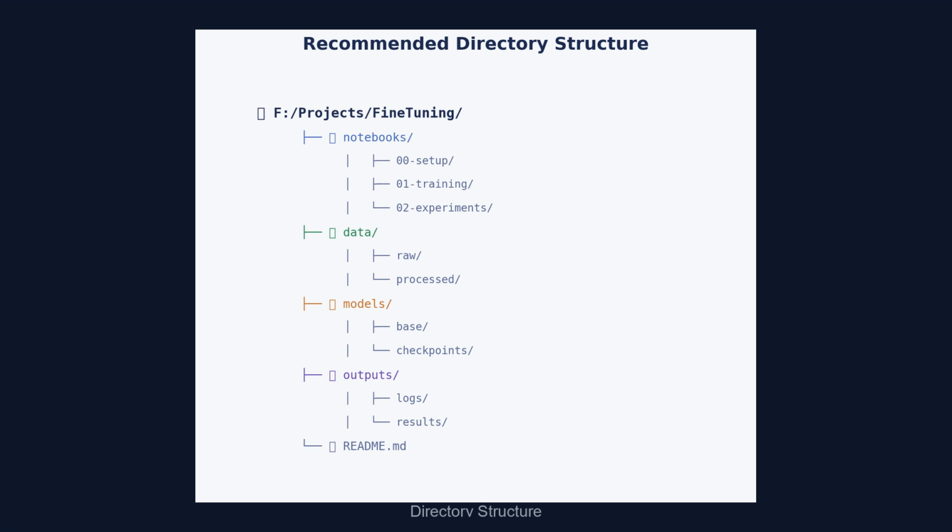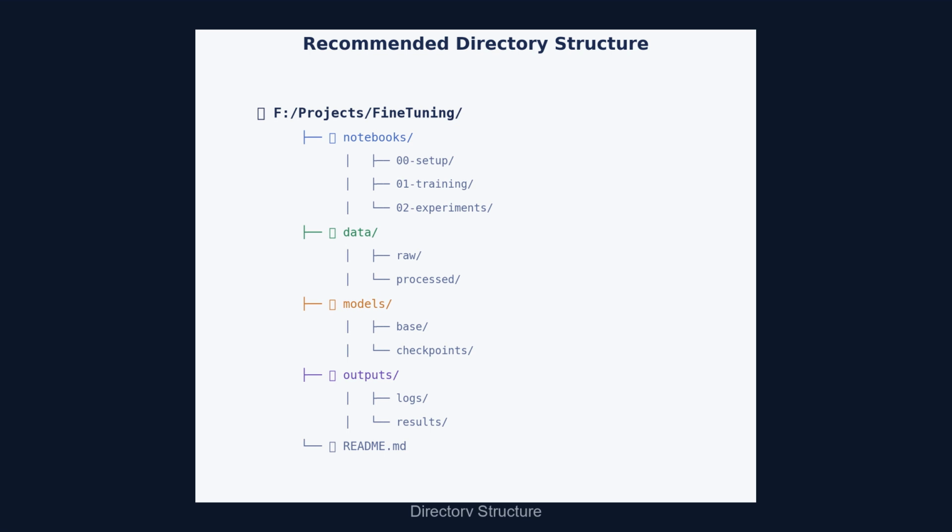Next, we see the data directory. Here you'll store your raw and processed datasets, helping you keep track of both original and clean data versions. The models directory is critical as it holds both your base models and any checkpoints, allowing you to manage different versions and states of your models. Lastly, the outputs folder is where you log outputs and results from your experiments. This structure will streamline your workflow, making it easier to navigate during the project. Now take a moment to set up this directory structure on your machine, as it will save you time and effort moving forward.